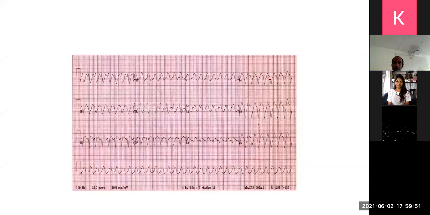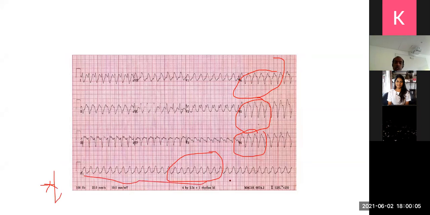Again, okay, abnormal, broad looking. Here, lead two is the best place to see. Abnormal, broad looking QRS, all ventricular rhythms.